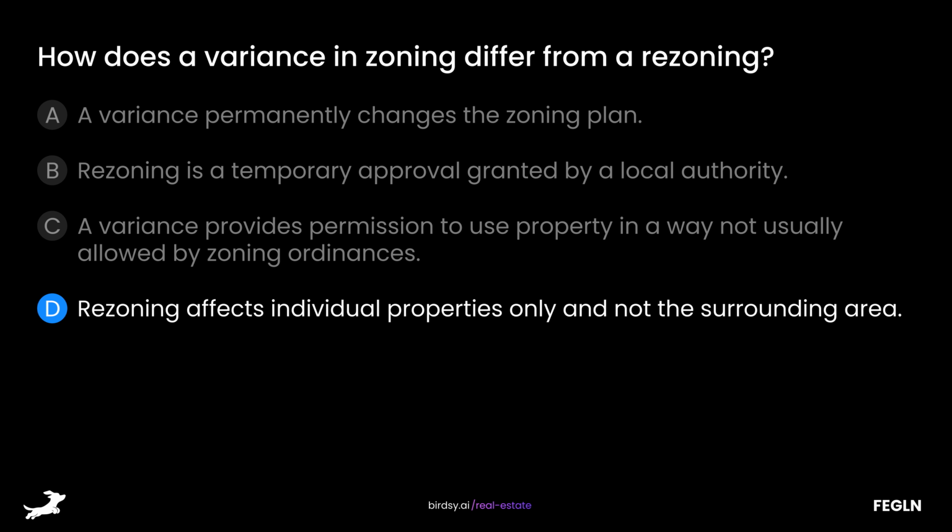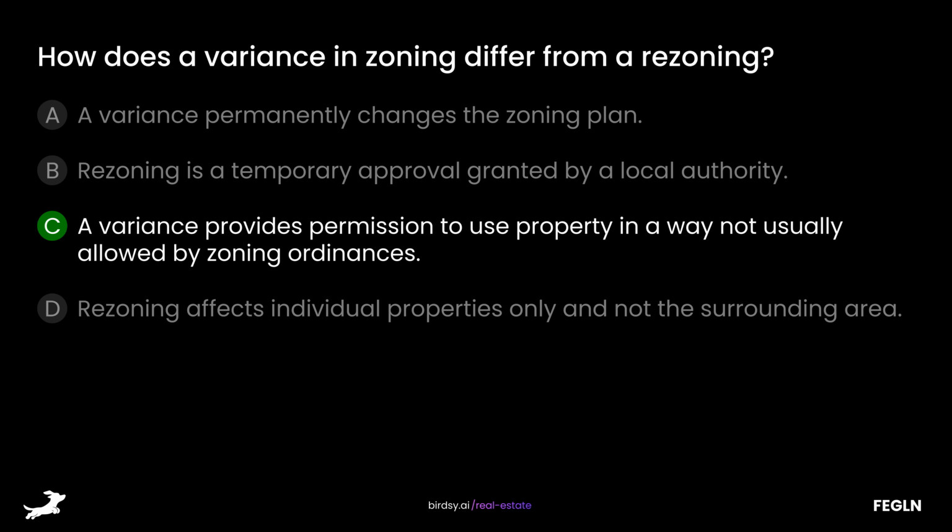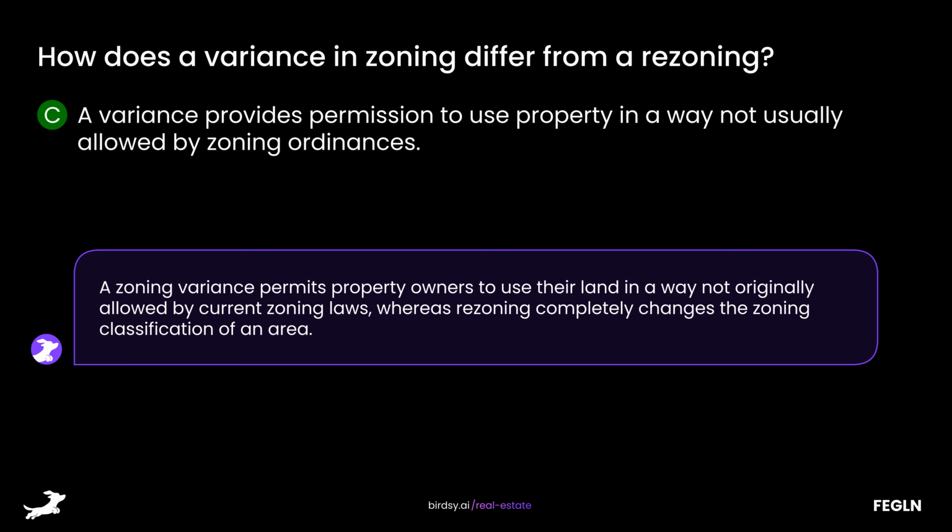Or D, rezoning affects individual properties only and not the surrounding area? The answer is C, a variance provides permission to use property in a way not usually allowed by zoning ordinances. A zoning variance permits property owners to use their land in a way not originally allowed by current zoning laws, whereas rezoning completely changes the zoning classification of an area.